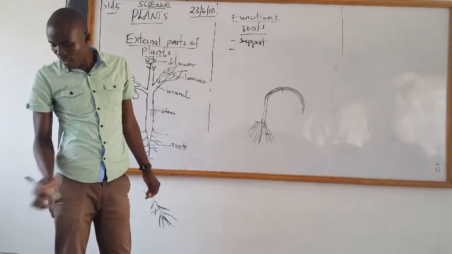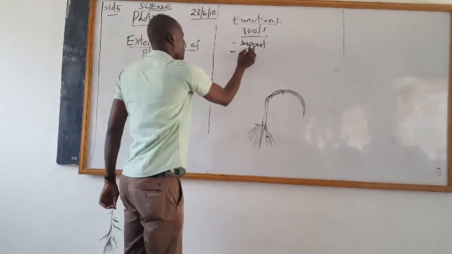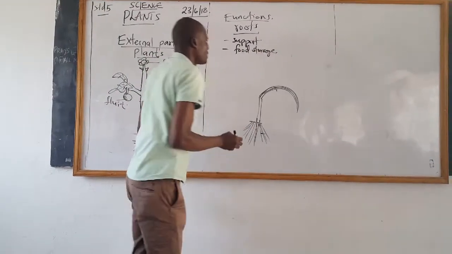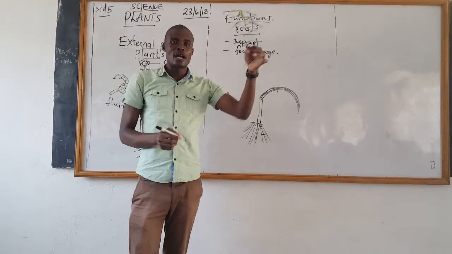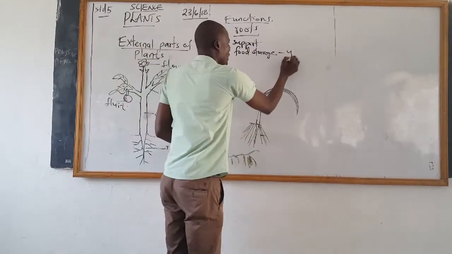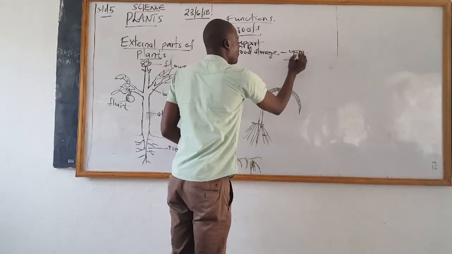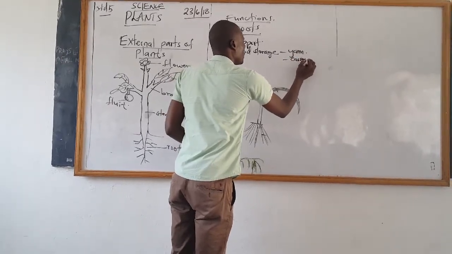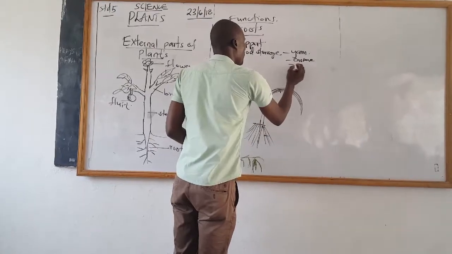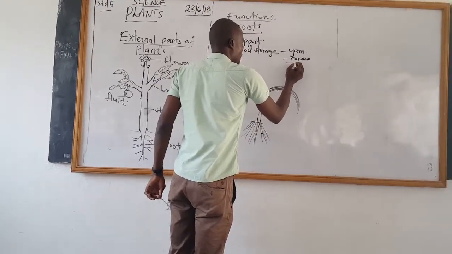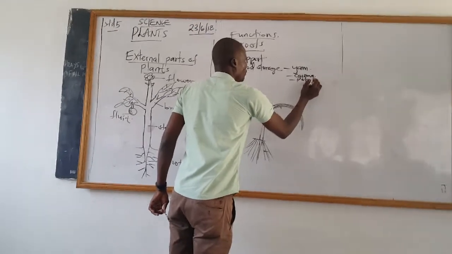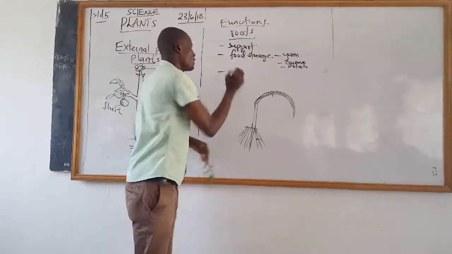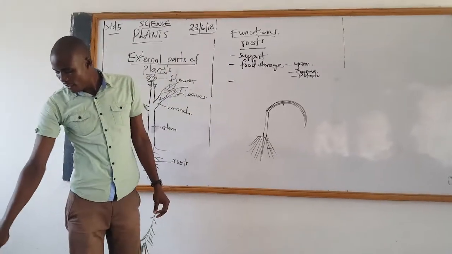So after that, we have food storage. Some plants store food on their roots. And a very good example is a yam plant. We have the yams, we also have cassava. We also have the potato. Majorly the potato is a good example. That is the sweet potato. Also store food in the what? In the roots. Then our next one is absorption.